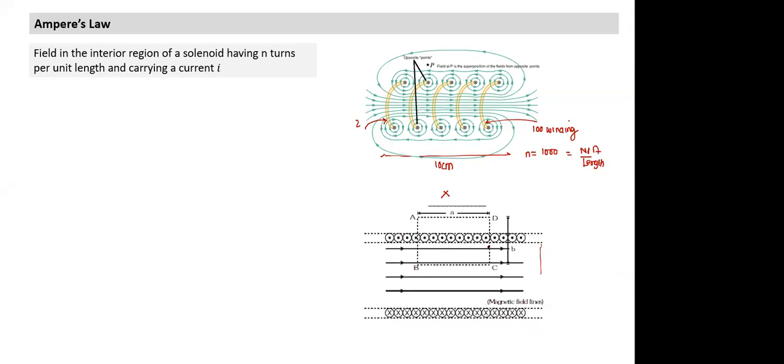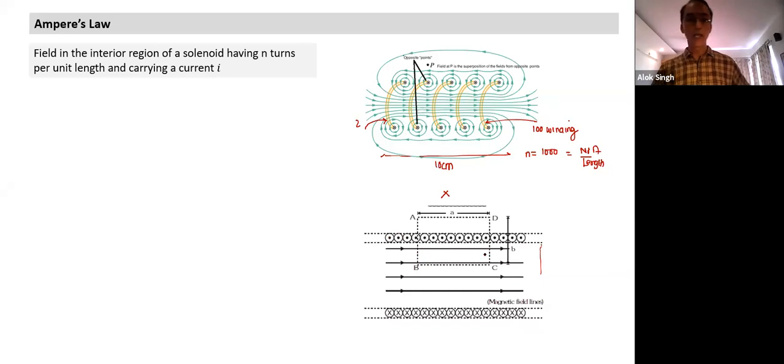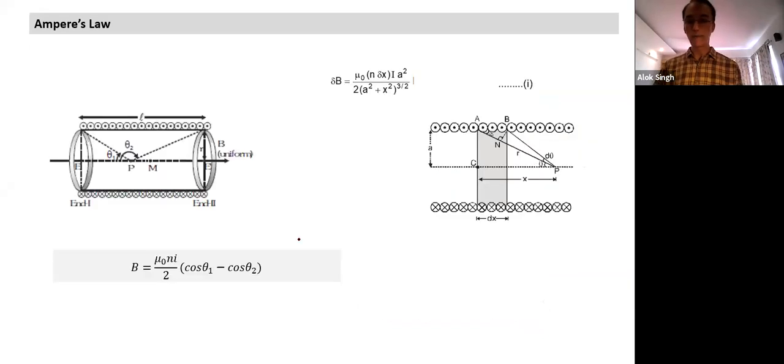So what we assume is that inside the region the field is uniform. Now we want to find it. Of course, the field will depend on two terms: it will depend on N, and it will also depend on the current. I want to find out the uniform field inside the solenoid. To find the field, we apply Ampere's law. Let's see how we apply Ampere's law.